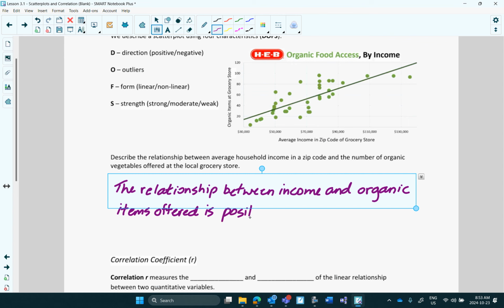I'm going to save the outliers for a separate sentence. Form. Does it form a line? Yes. So we would say linear. And this is where it's a bit subjective. How strong would you consider this? I mean, it looks probably moderate would be a good description.